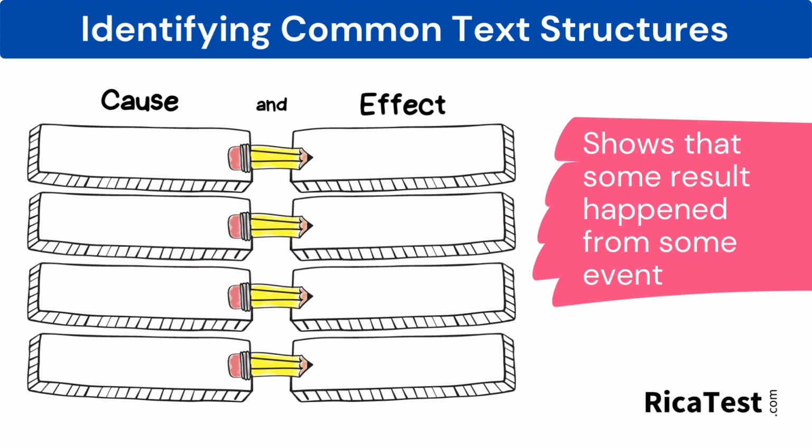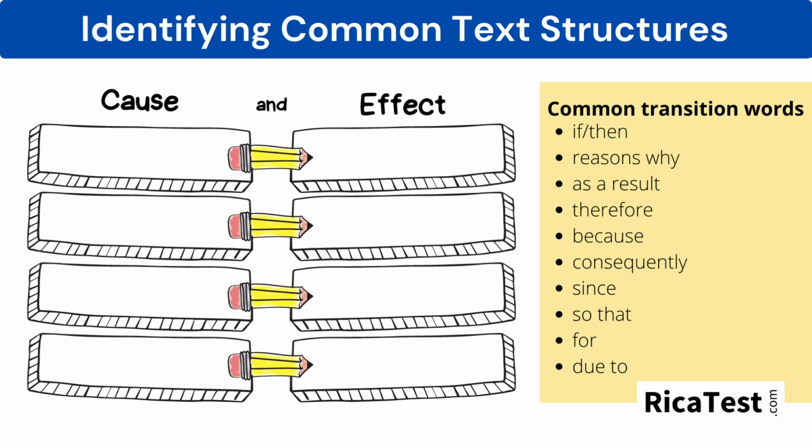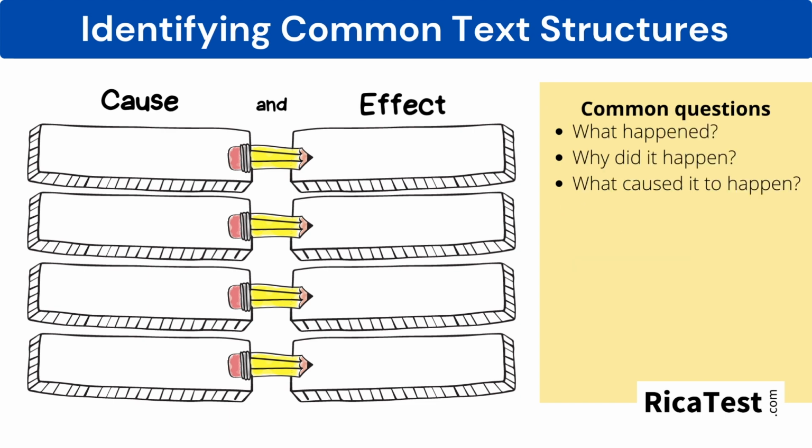Cause and effect is our next. And here is the structure, which is commonly found in science textbooks. And this shows that some result has happened from some other event. Common transition words to show that this is cause and effect include if, then, reasons why, as a result, therefore, because, consequently, since, so that, for, and due to. Common questions for cause and effect include: what happened, why did it happen, and what caused it to happen?